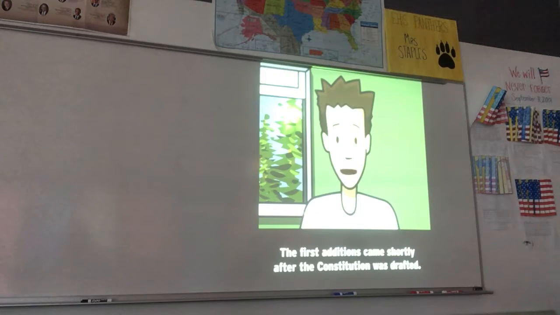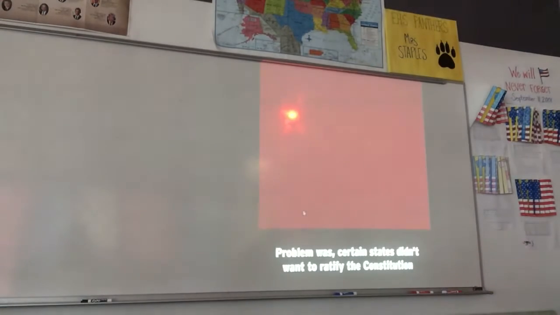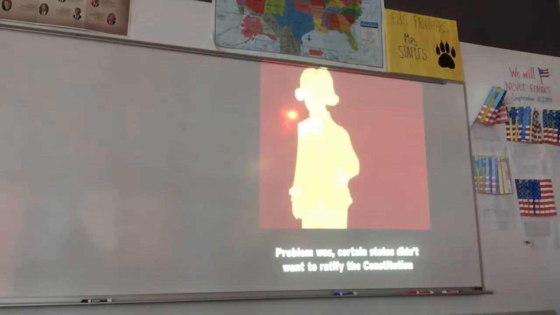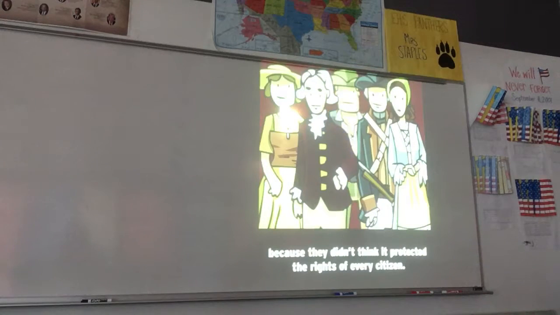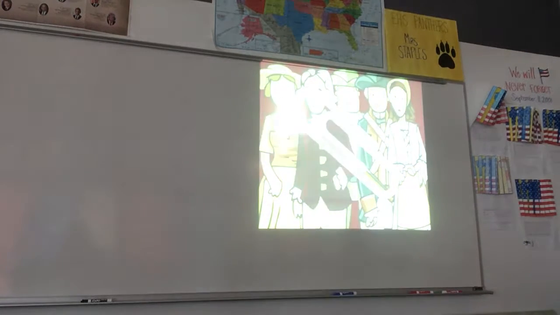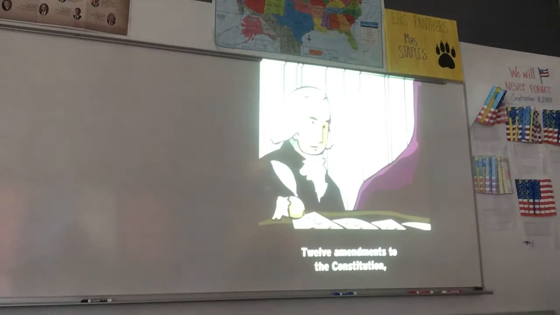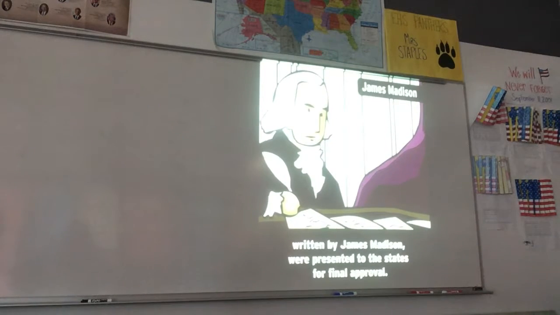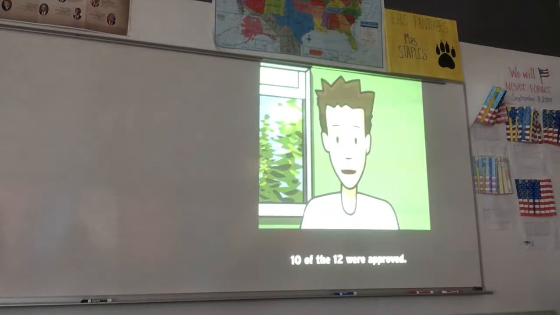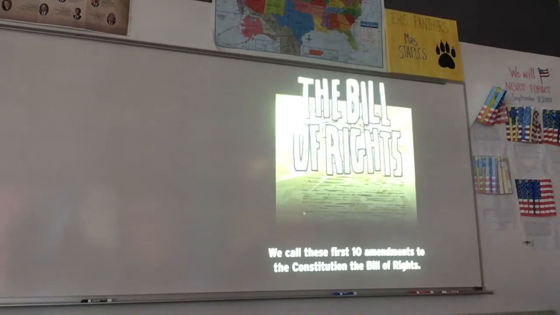The first editions came shortly after the Constitution was drafted. The Constitution couldn't take effect until it was ratified or approved by individual states. Problem was, certain states didn't want to ratify the Constitution because they didn't think it protected the rights of every citizen. So, the framers of the Constitution promised that a section would be attached to the final version, ensuring citizen protections. 12 amendments to the Constitution, written by James Madison, were presented to the states for final approval. 10 of the 12 were approved. We call these first 10 amendments to the Constitution the Bill of Rights.